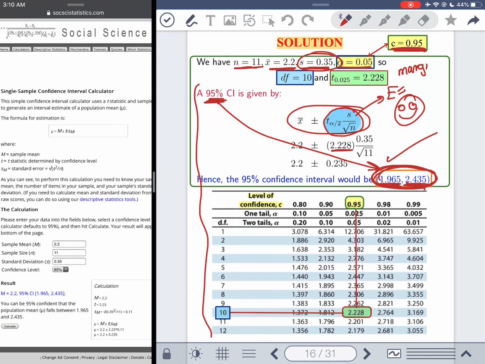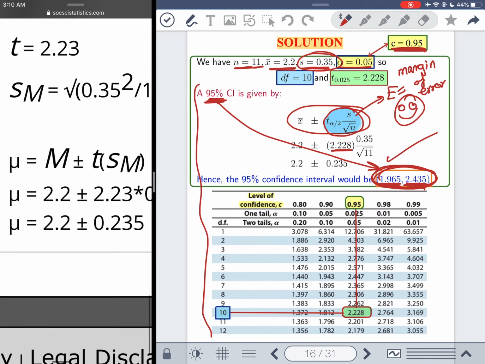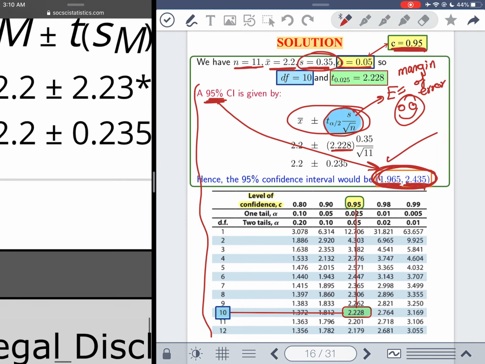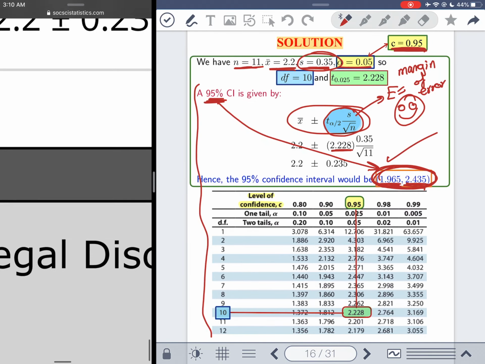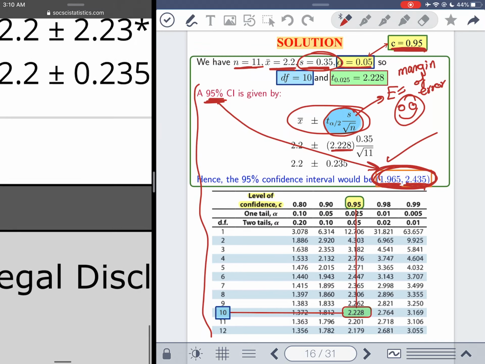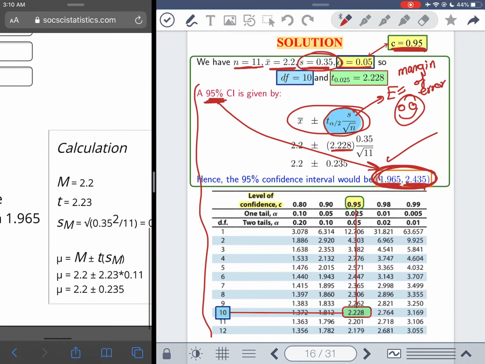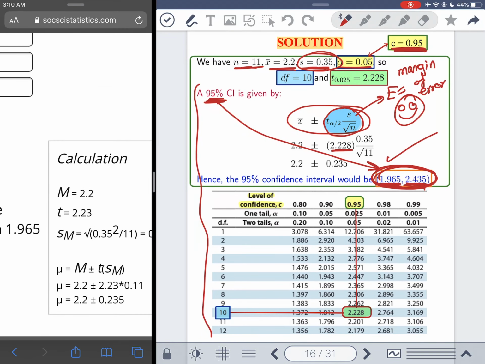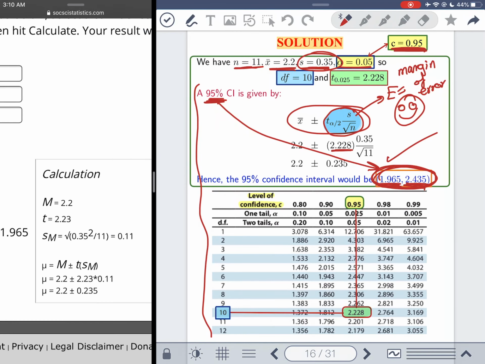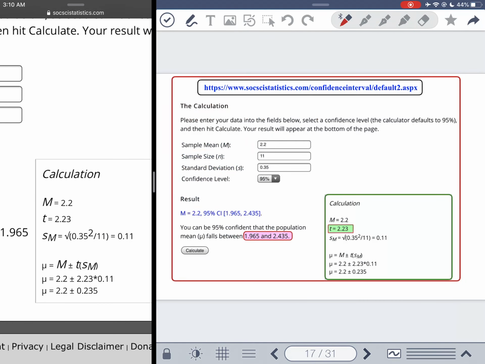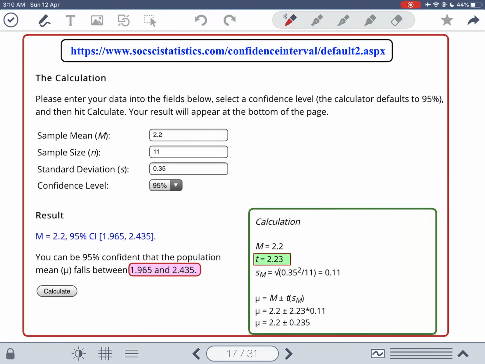Sometimes we ask you to just find the margin of error. By the way, it's given here also. When you see 2.2 plus minus what? 0.235. This 0.235 is the margin of error. And here I show you, of course, I wouldn't just tell you in the video.